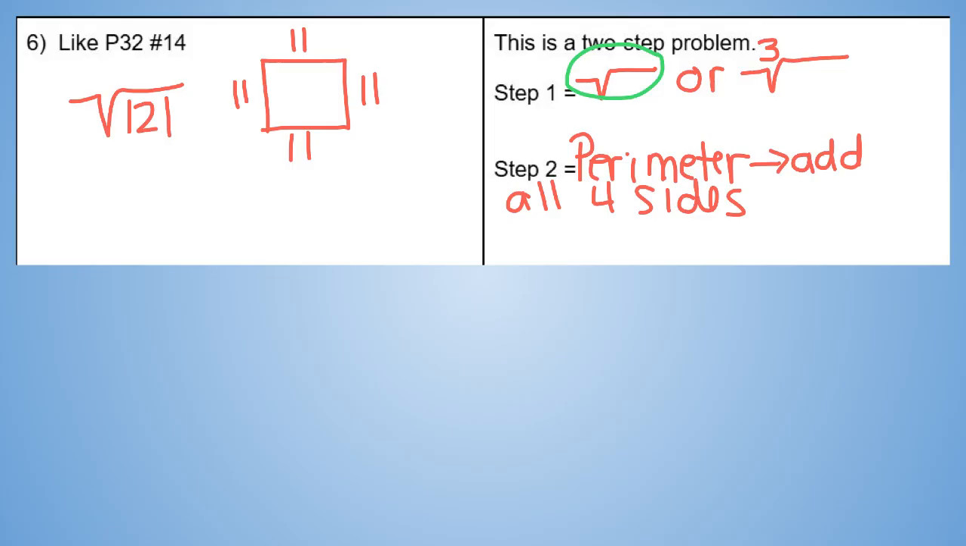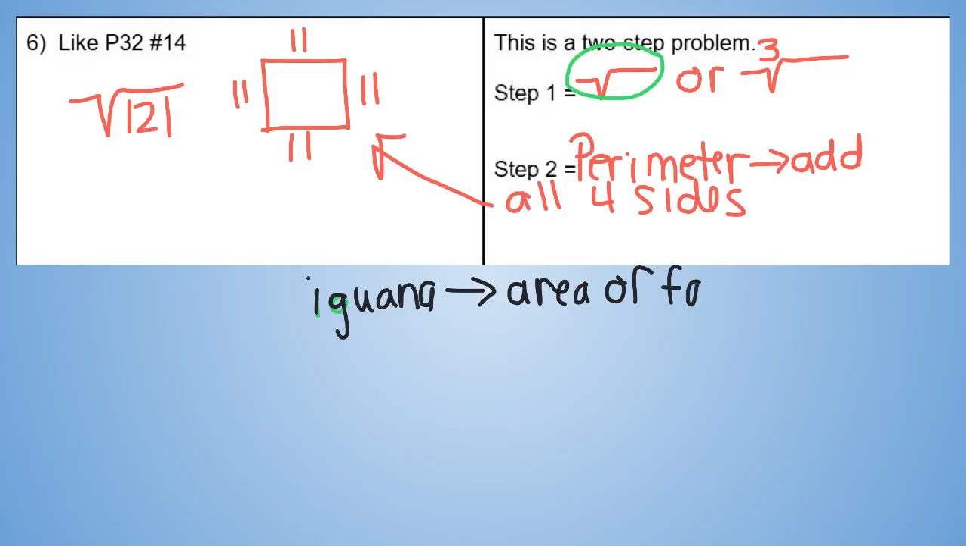But we had other questions like this one. So this was the frame and the sandbox. But if you remember, we also had an iguana problem. Ooh, that's a bad color for me to write on, blue. Let's try this. An iguana problem. And on that one, the question asked us for the area of the face. I think we were doing the top of the crate or the cage, and we had to do length times width. So we still had to find our square root, but the question was different.